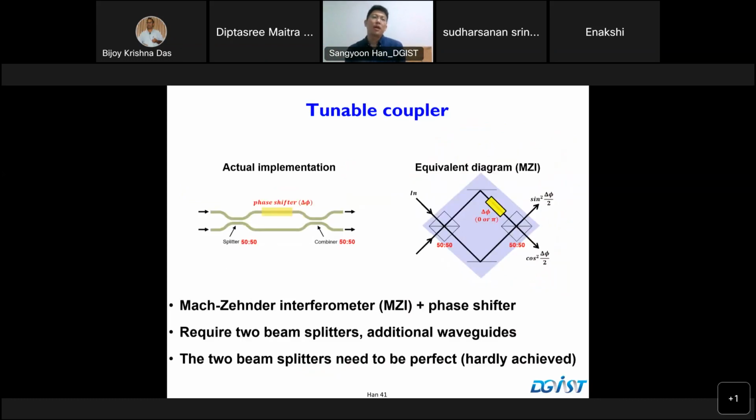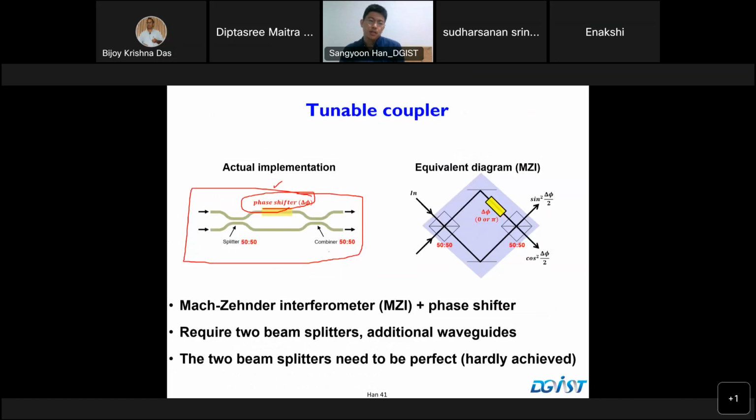And the tunable coupler is built very similarly to the silicon photonic switch architecture. I have shown this in the first part, the switch part. In this switch, you also have a phase shifter, so it has the same problem. It has high power consumption. And if it's not high power, then you need a very long length.